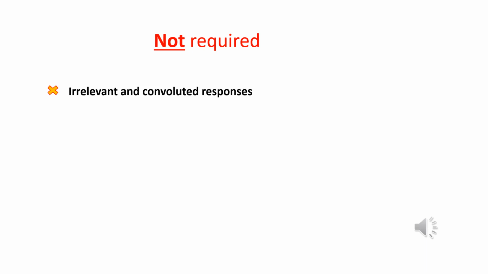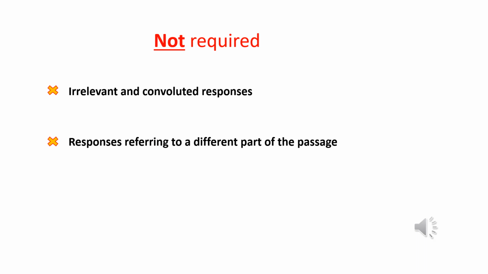Of course, students can get the question wrong and lose the 4 marks by doing things that they're not required to do, such as providing irrelevant and convoluted responses, or responses referring to a different part of the passage as opposed to the specific lines instructed in the question, and also responses using verbatim from the passage. So copying down exactly what the passage says doesn't demonstrate your ability to interpret information, to select the right piece of information, and to summarize it.